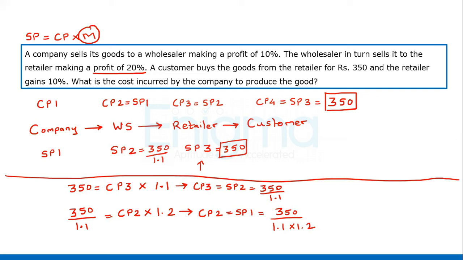Now, substituting selling price 1 as that, that becomes 350 divided by 1.1 into 1.2 is equal to cost price 1 into the multiplier. The company sells its goods to the wholesaler, making a profit of 10%. So it becomes 1.1.